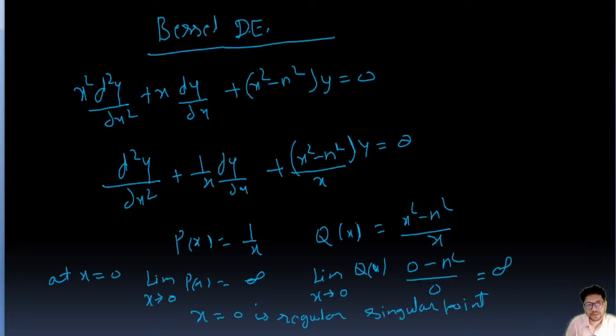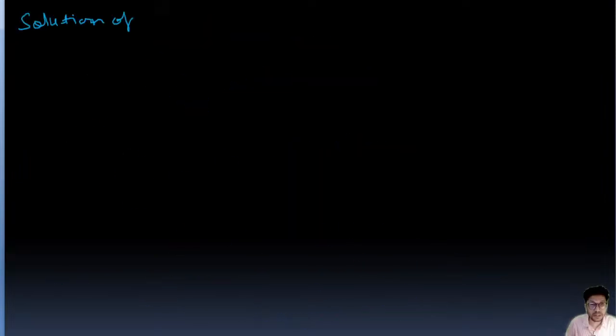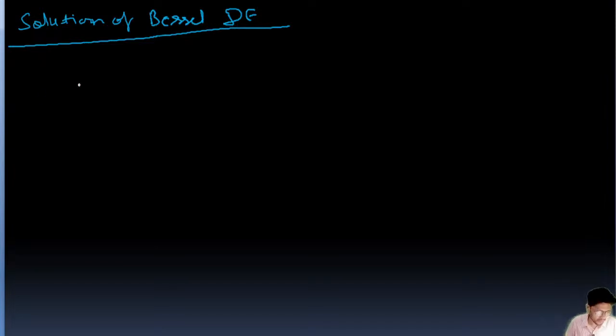So now the solution of the Bessel function, which is very important. This question was asked in CSIR NET June 2014. Okay, I'll just write it. The solution of the Bessel differential equation is J_n(x).